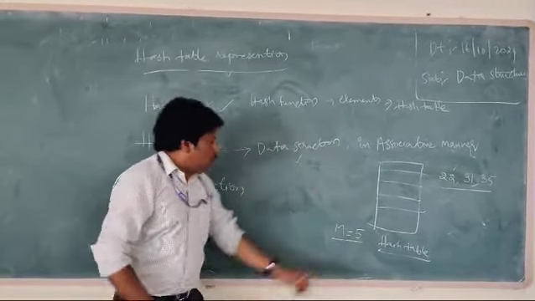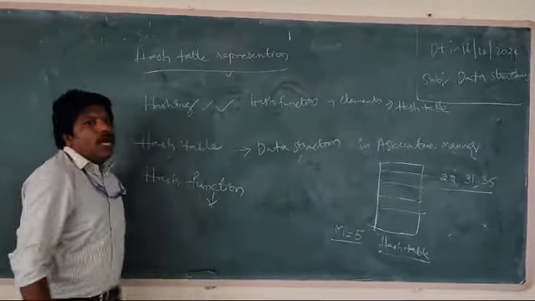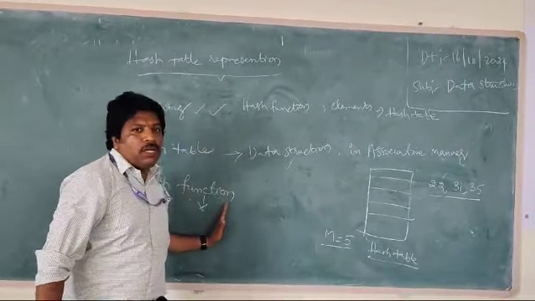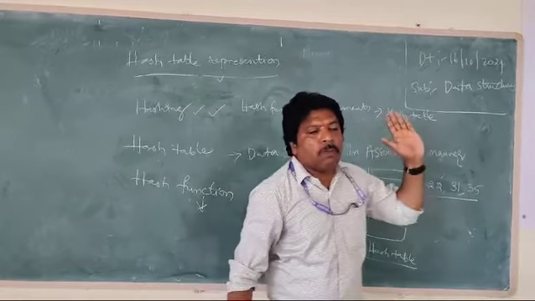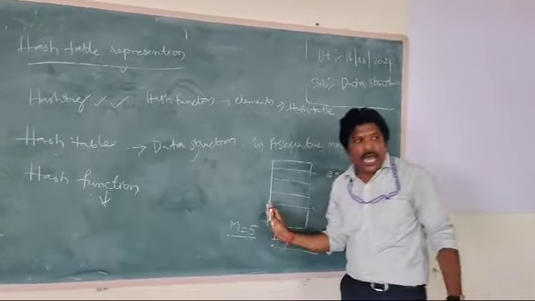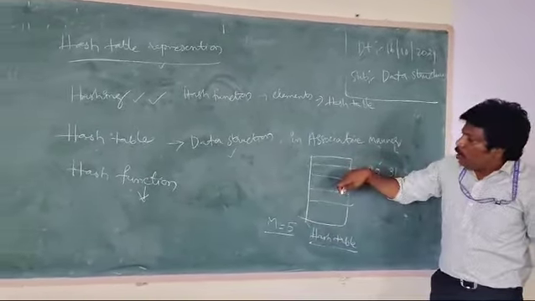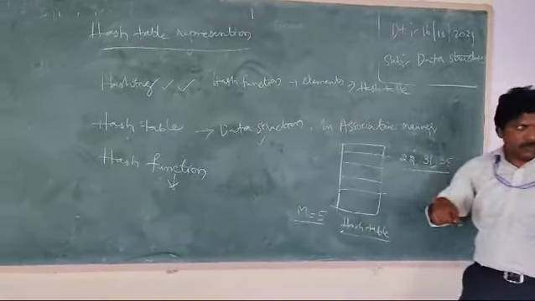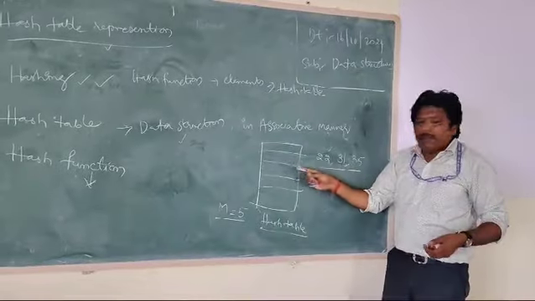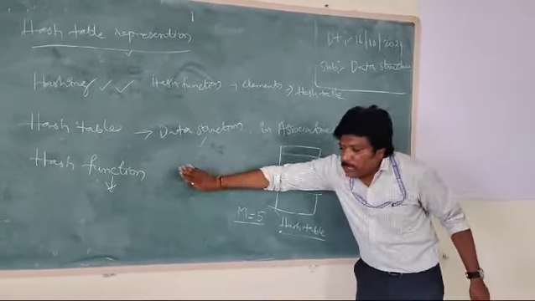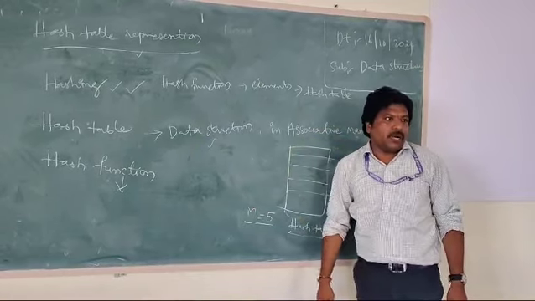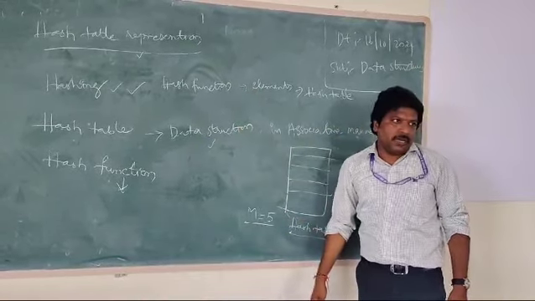For that we have to apply the hash function. The hash function is used to place the elements into the hash table, and at the same time it is used for retrieving. That means whenever we want to access the elements, by using this hash function we can access the elements very fast. That is the advantage of the hash function.